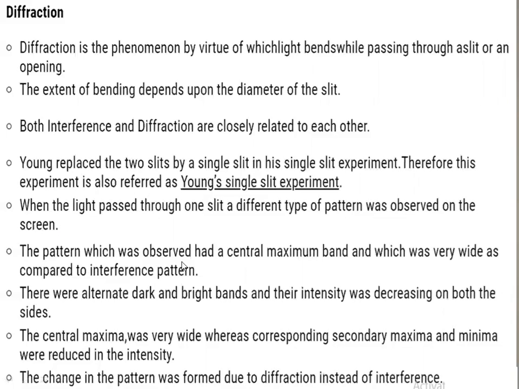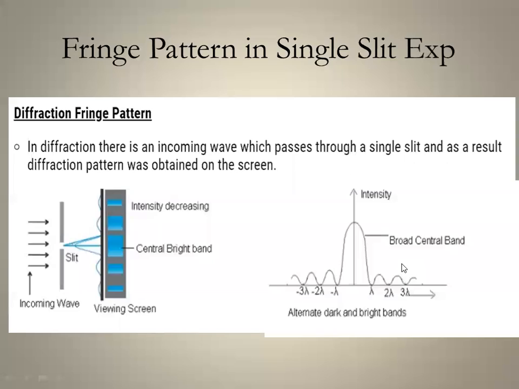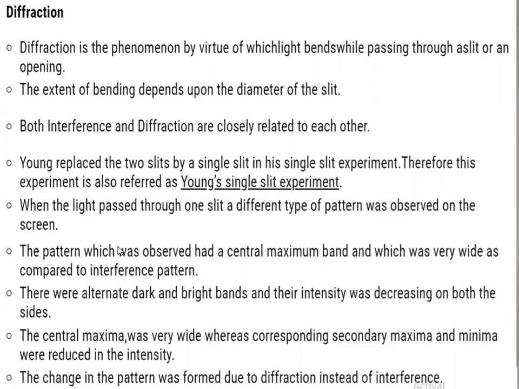The pattern which was observed has a central maximum band. We have already seen that it is a central maximum band. Yes, this is the central maximum band, right? Central maximum band, which was very wide as compared to the interference pattern. Diffraction pattern is happening now in single slit, and interference pattern is happening in the double slit experiment. So as compared to interference, that is Young's double slit experiment, this central maximum band is very wide. That is what we should understand here.